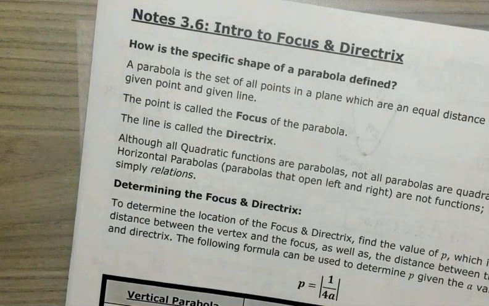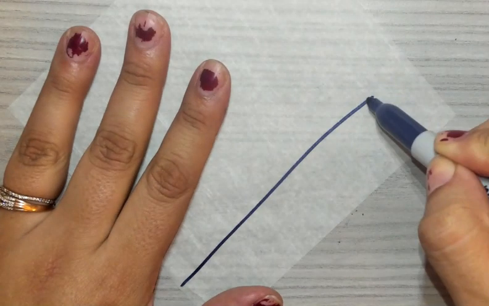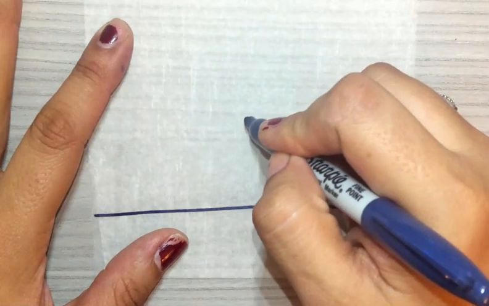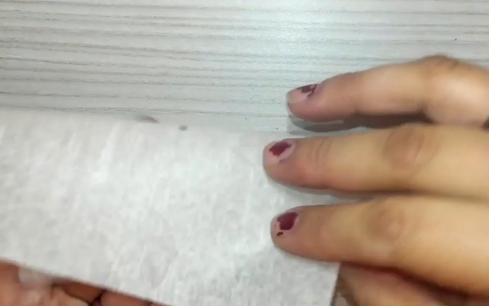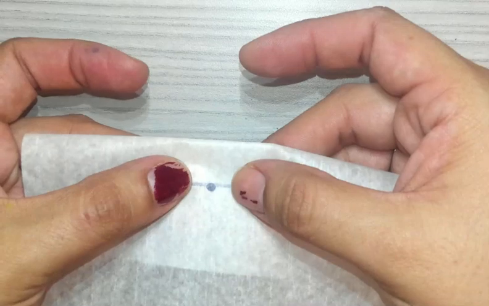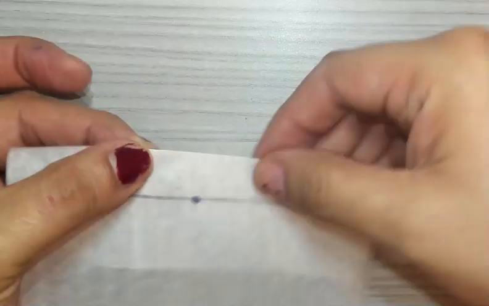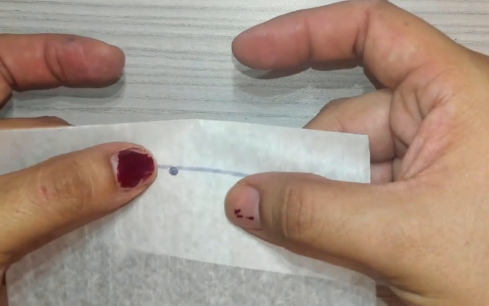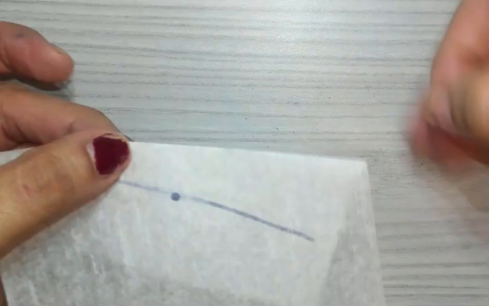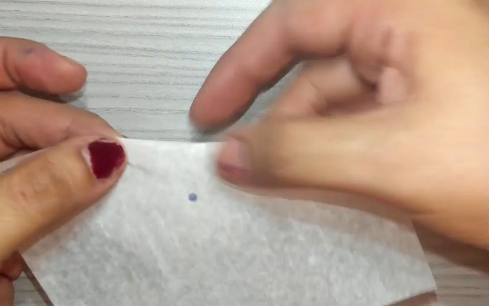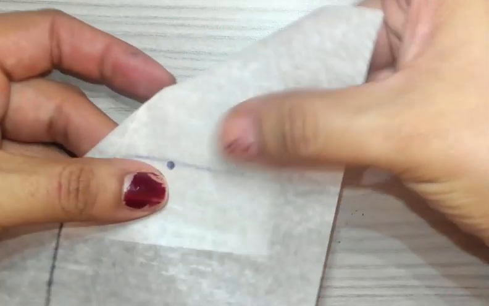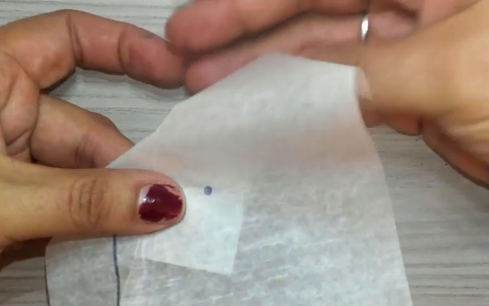Hey students, in this video I'm going to go over the introduction to Focus and Directrix. We started with an activity in class where I asked you to draw a line, and then write a point above that line. Then I asked you to fold the patty paper where that dot aligns with the line and then crease it like this. Then I asked you to move that dot down the line and keep creasing over and over all the way till that dot lines up with this end of the line.